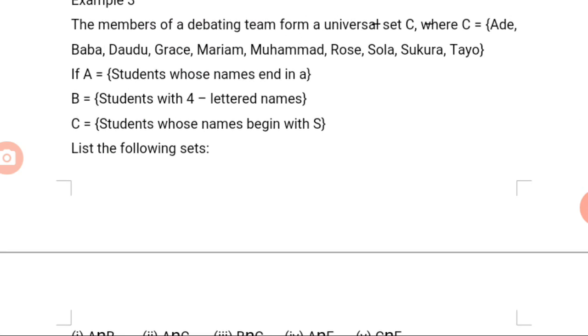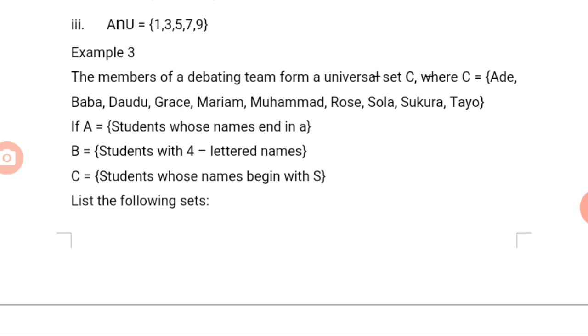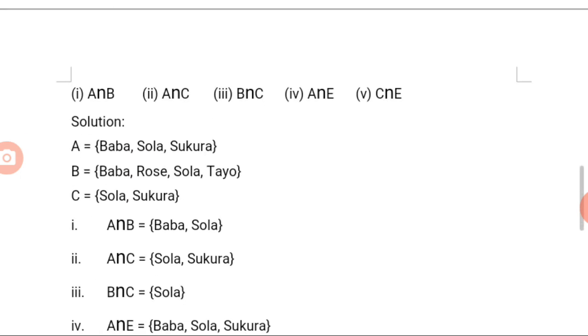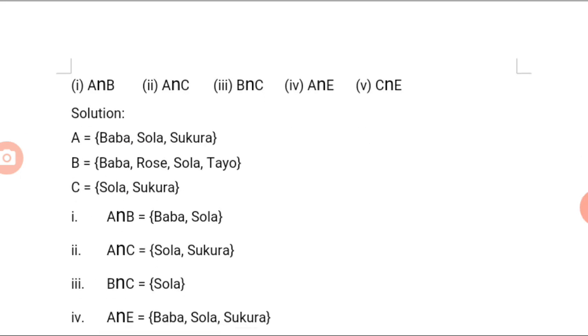Then, students whose names begin with S. Ade does not begin with S. Baba does not begin with S. But those that begin with S are Shola and Shukura. So that is why we are having set C as Shola and Shukura as its elements.